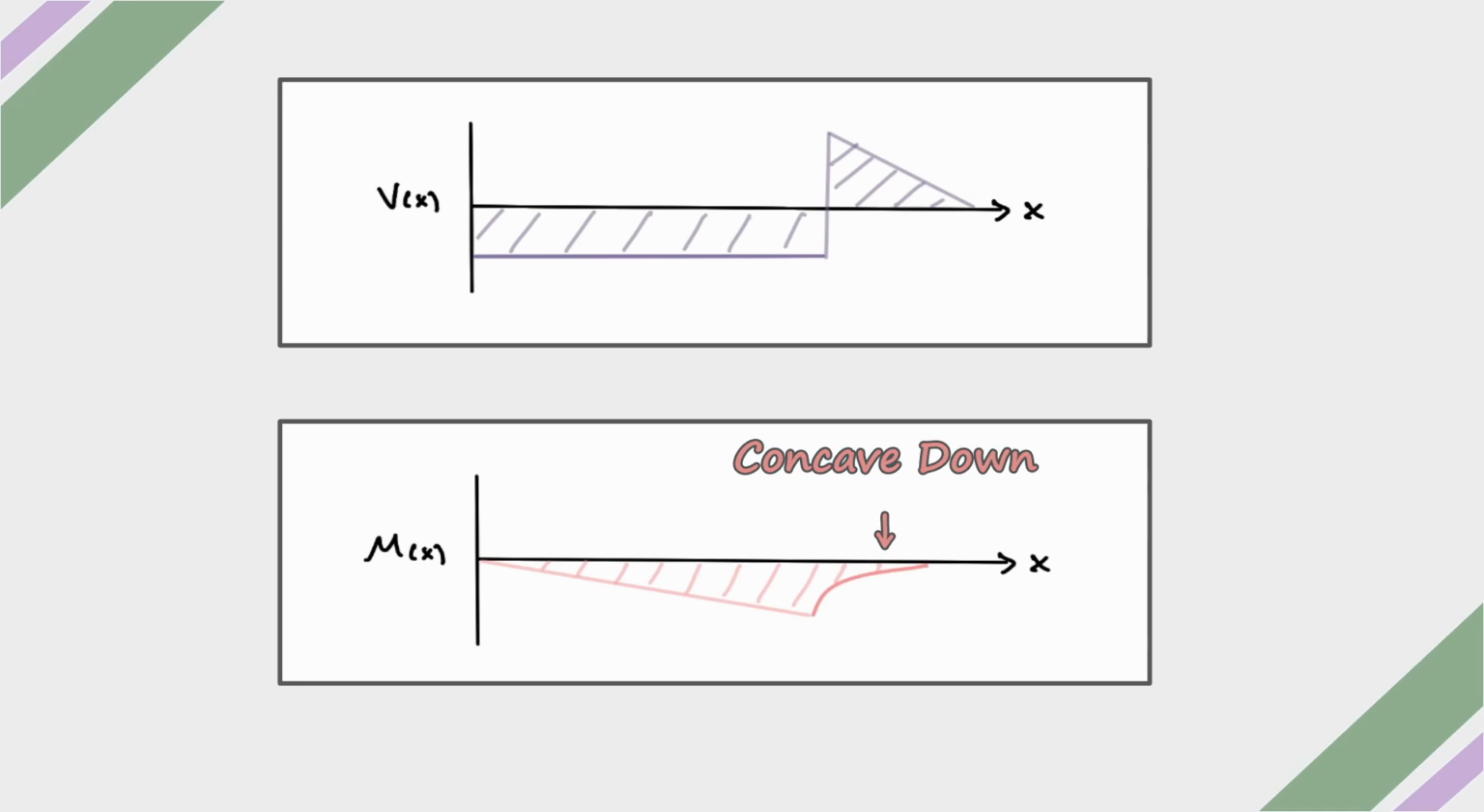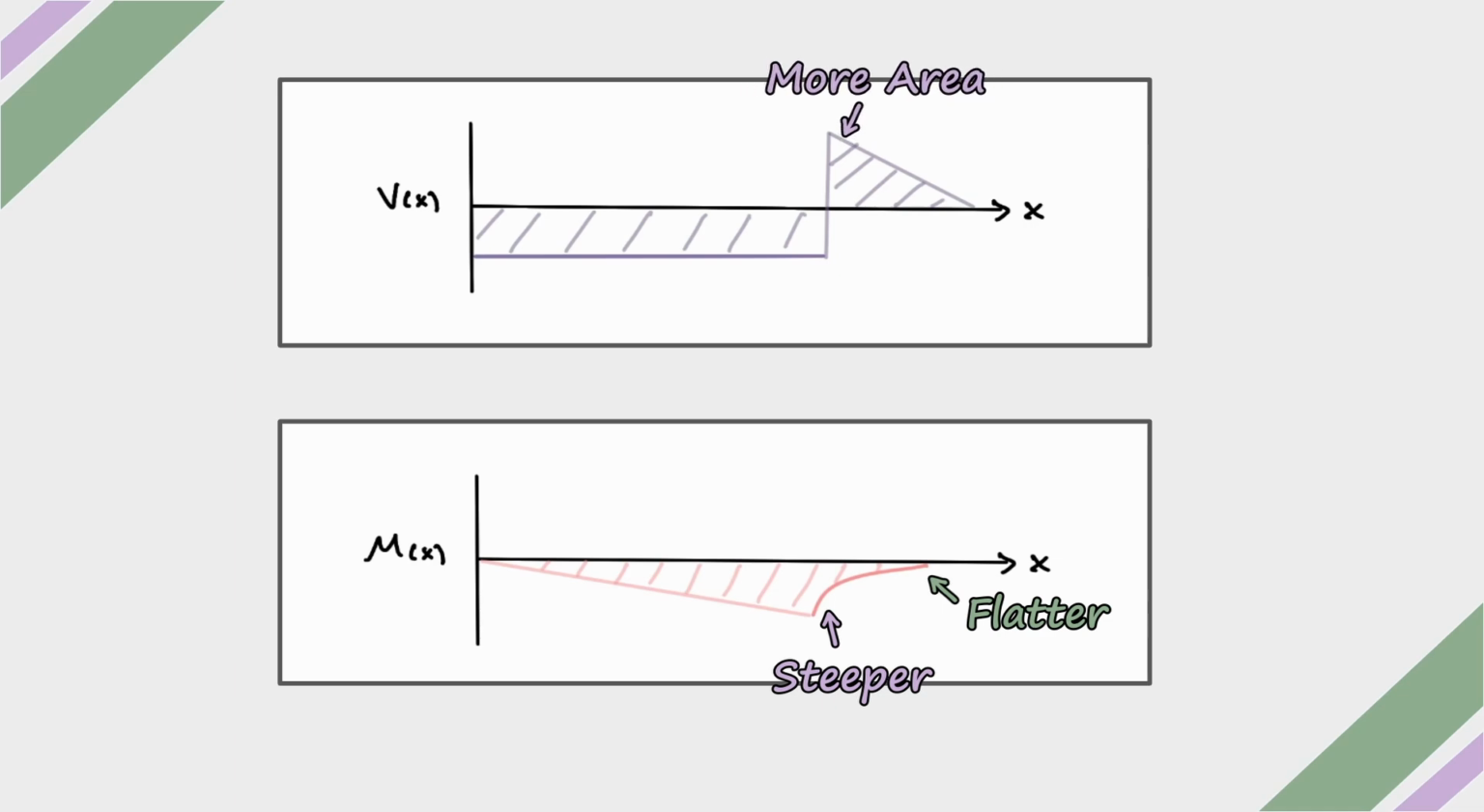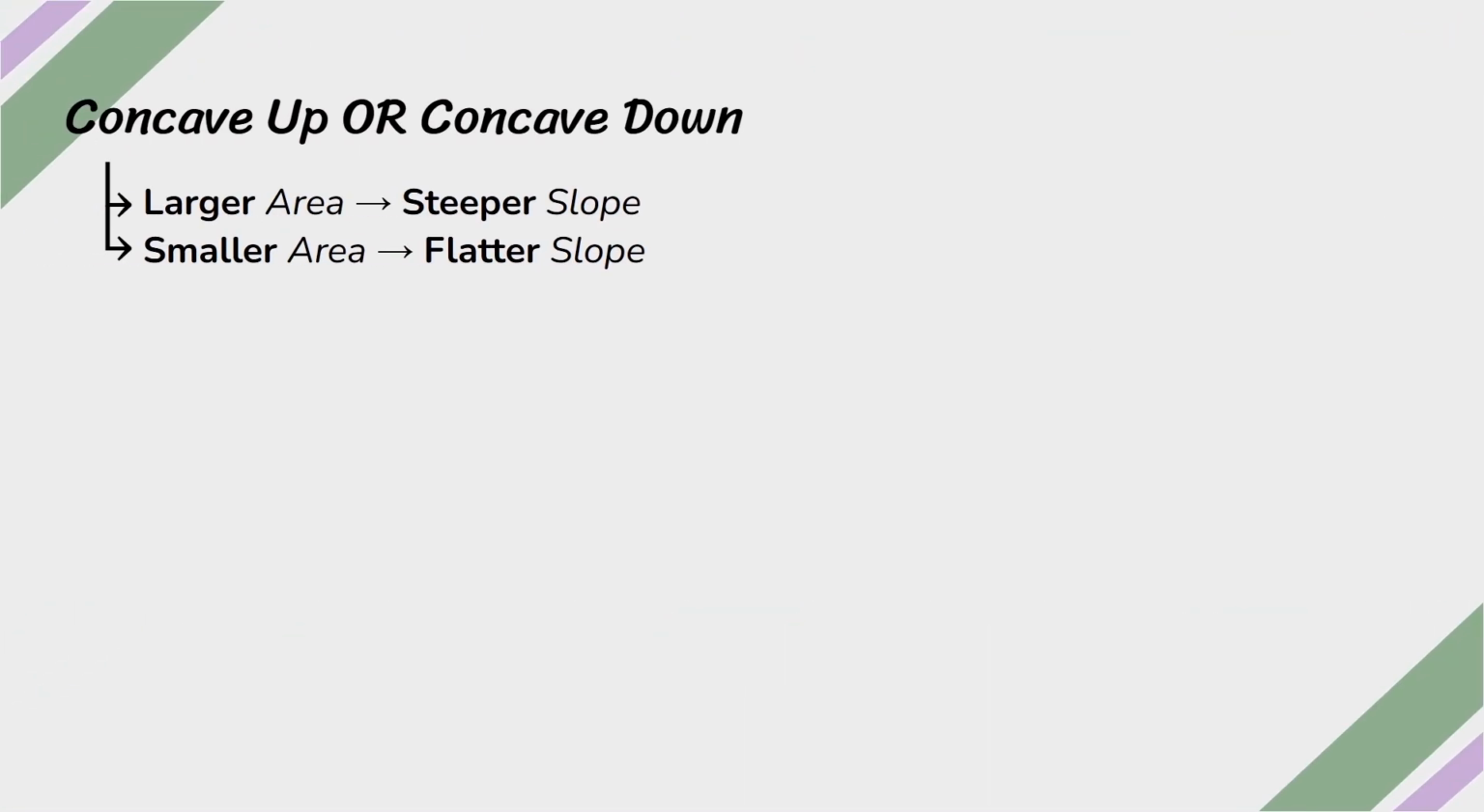And again, we can see here that our slope is steeper to begin with, and it slowly dies down and flattens out at the end, which matches what our shear diagram tells us, with more area to start with, as it gradually decreases to less and less area. Okay, so here I just wrote out what I said earlier so you can have a physical thing to read. Basically, the larger the area, the steeper the slope, and the smaller the area, the flatter the slope. Okay, let's go for a few more examples so we can get some practice in.